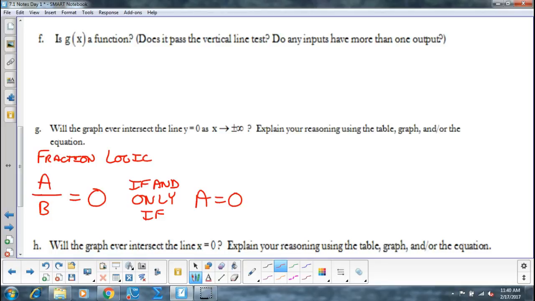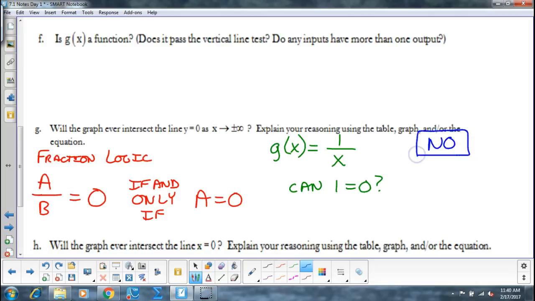Okay. My function g of x is equal to 1 over x, correct? What's the numerator of my function? 1. Can 1 ever be 0? Is really what this question is asking. Can the number 1 ever be the number 0? No. So the answer to this is no.